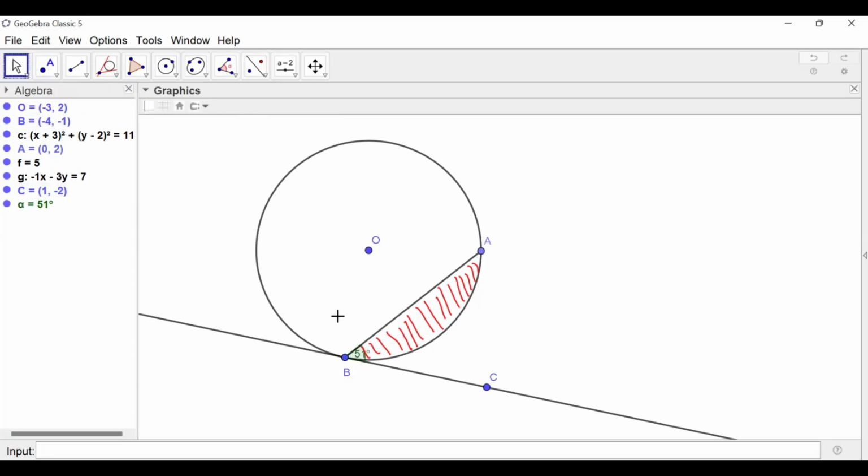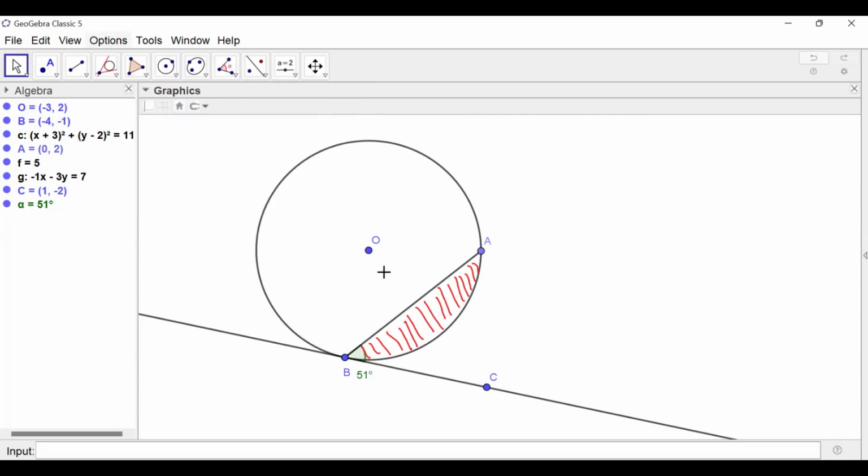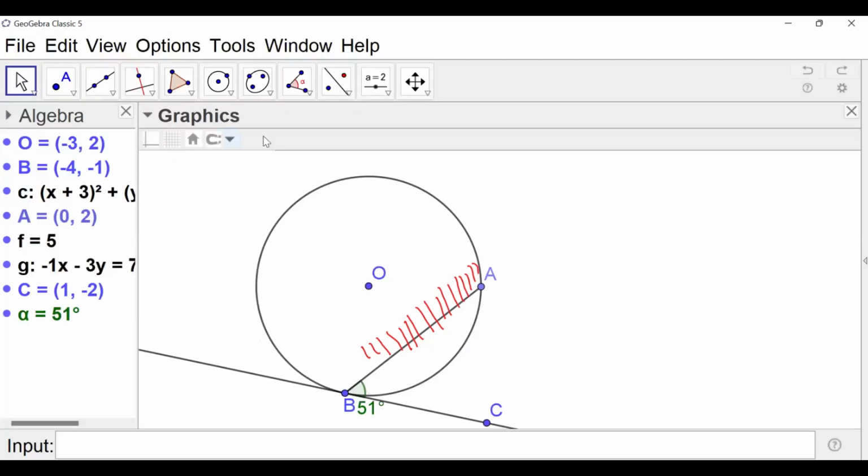Okay, and now let's see what's the size of the angle. We have 51 degrees. Let me make it a bit visible. Let's increase the font to 28. Okay, beautiful. So I can remove this annotation here. Okay, so let's remove this. All right.